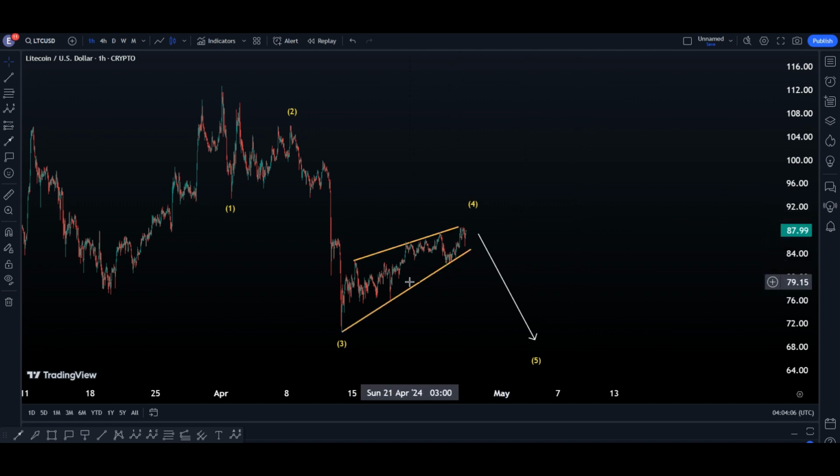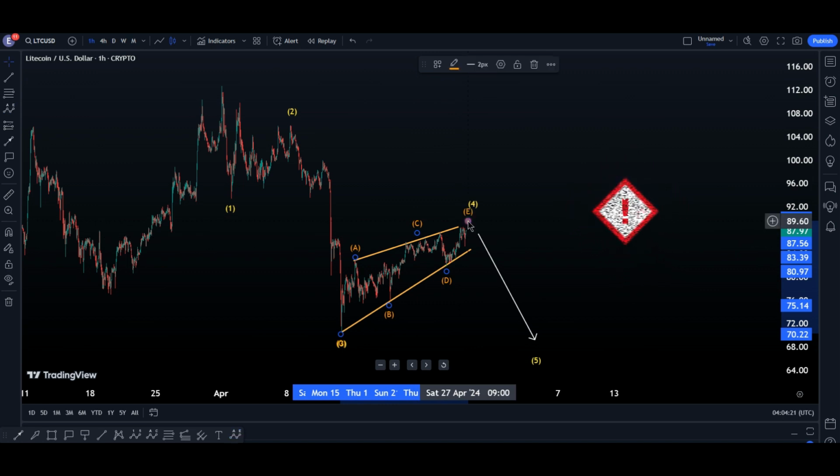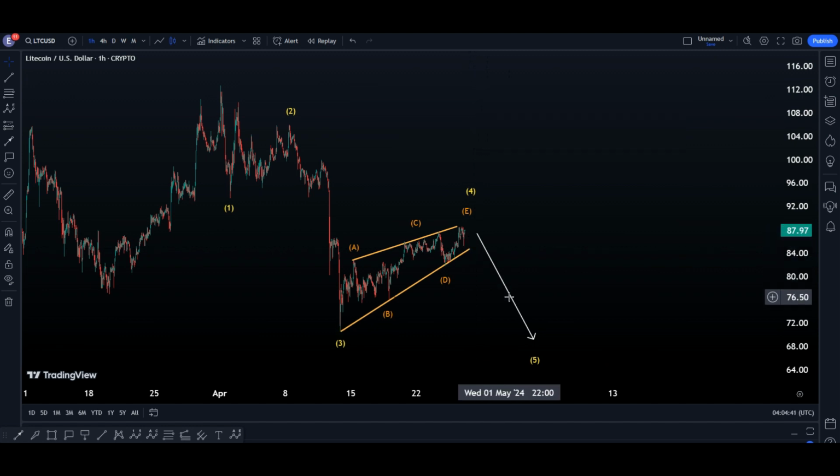And look at this falling wedge here. This is probably A, B, C, D, E. I can't say 100%, but it looks like we have a bearish trend here in this week. I can't say 100%. All this analysis based on probability.